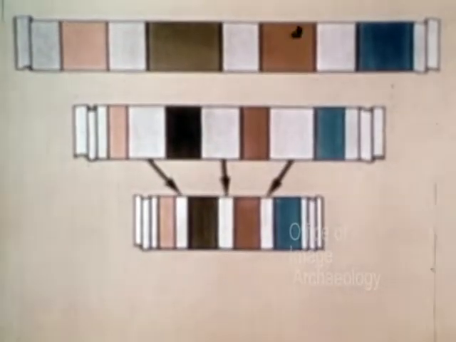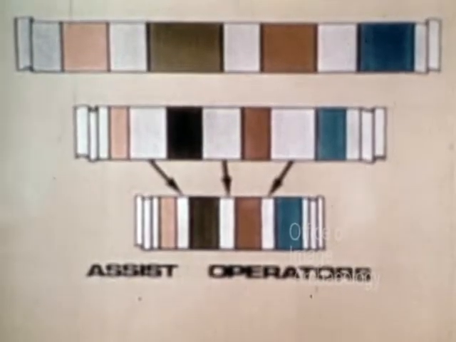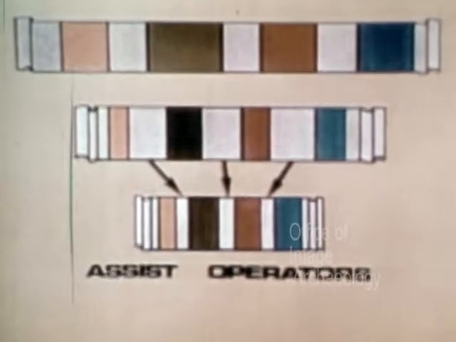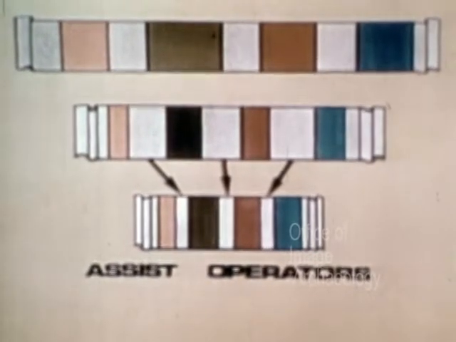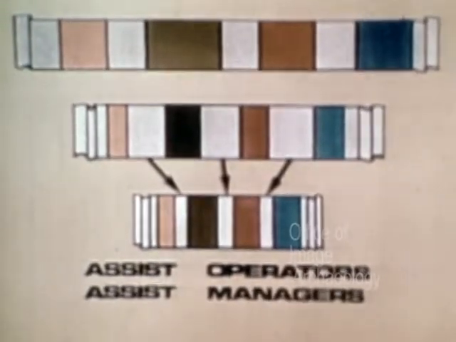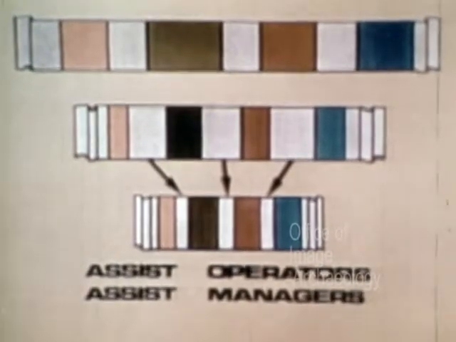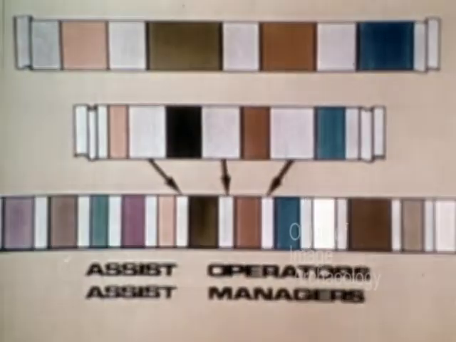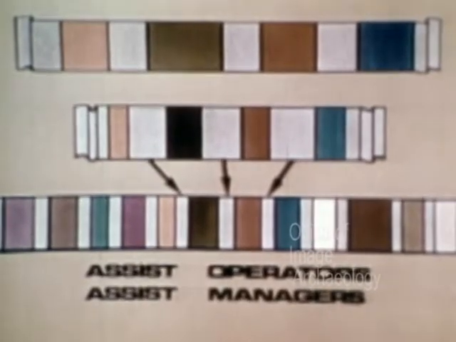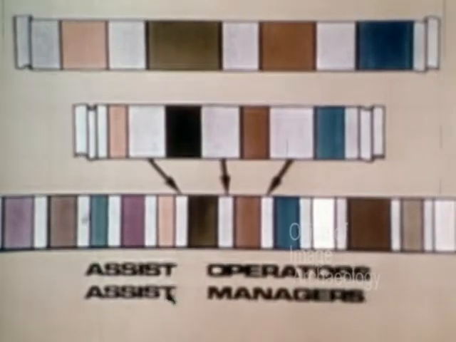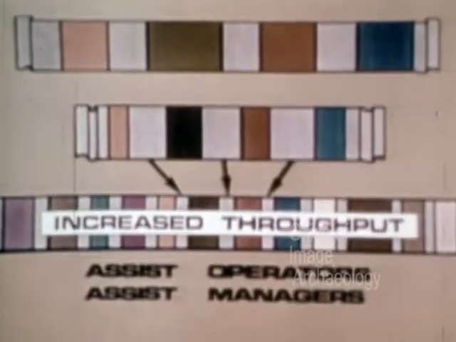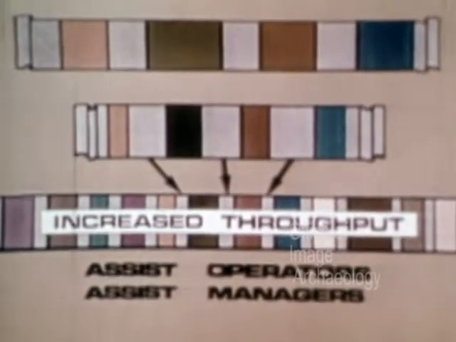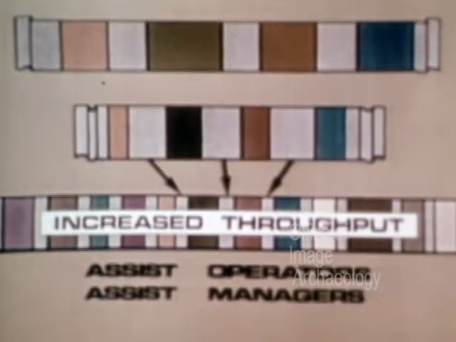Here we see the effect of using an operating system to reduce setup time by assisting operators wherever possible. For example, by printing messages telling when and where to mount tapes and disks. This also assists installation management by keeping accurate records of system utilization and by increasing the number of jobs which can be put through the system over a given period of time. This improved system performance is called increased throughput and is one of the major objectives of any operating system.